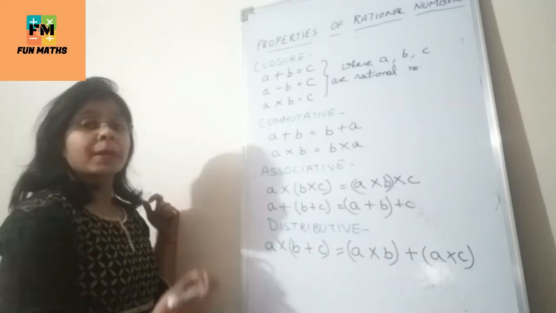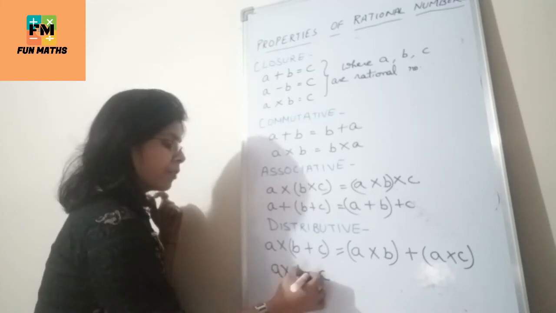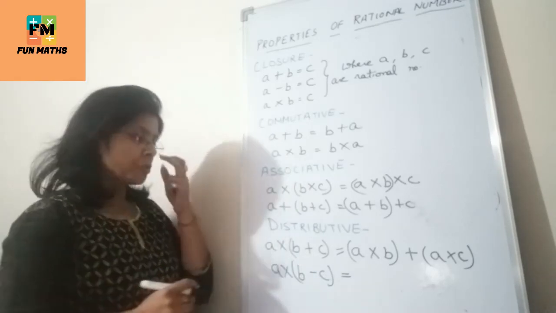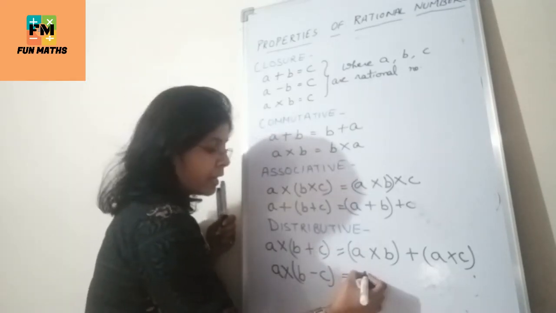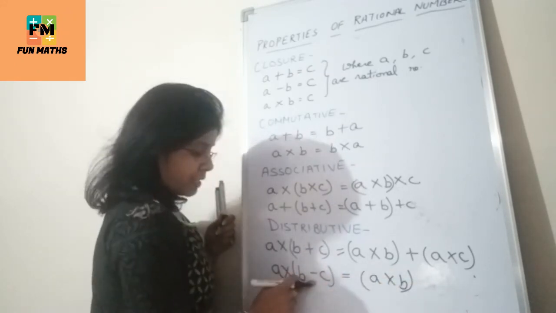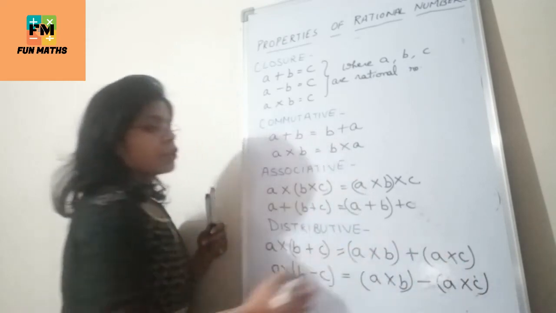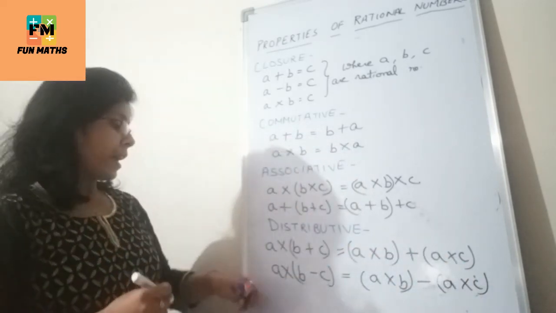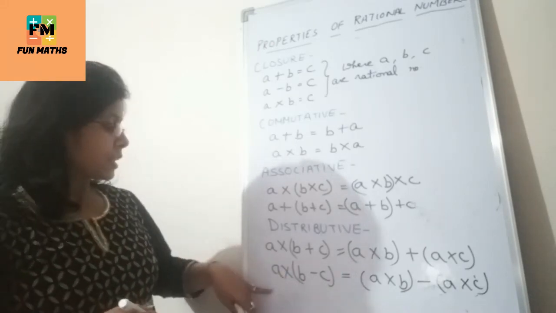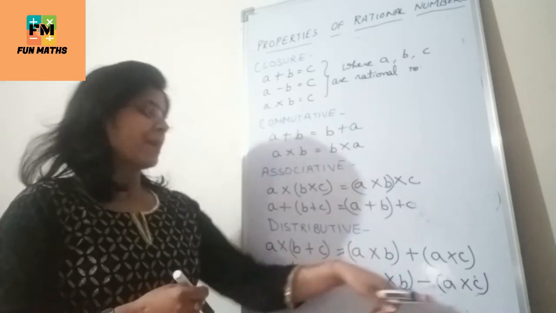Now let's see multiplication over subtraction. So for that we have three rational numbers where we will be performing two operations, multiplication and subtraction together. So it would be a into b, as it is over subtraction, or you can see over here minus. So minus a into c. So in this way, as you can see, we have distributed this a with both the rational numbers b and c. So this is known as distributive property of multiplication over subtraction.